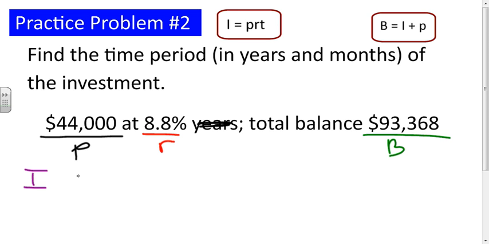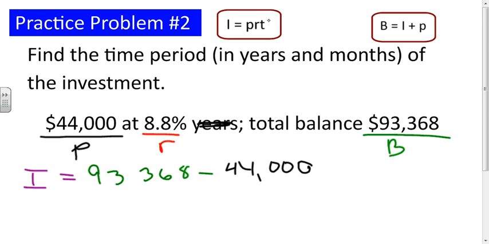So I want to find my interest. And again, I'm just going to take my balance and subtract the principal, and that's going to give me my interest. So I'll take the 93,368 and I'll subtract 44,000, and I find that my interest is going to be $49,368.